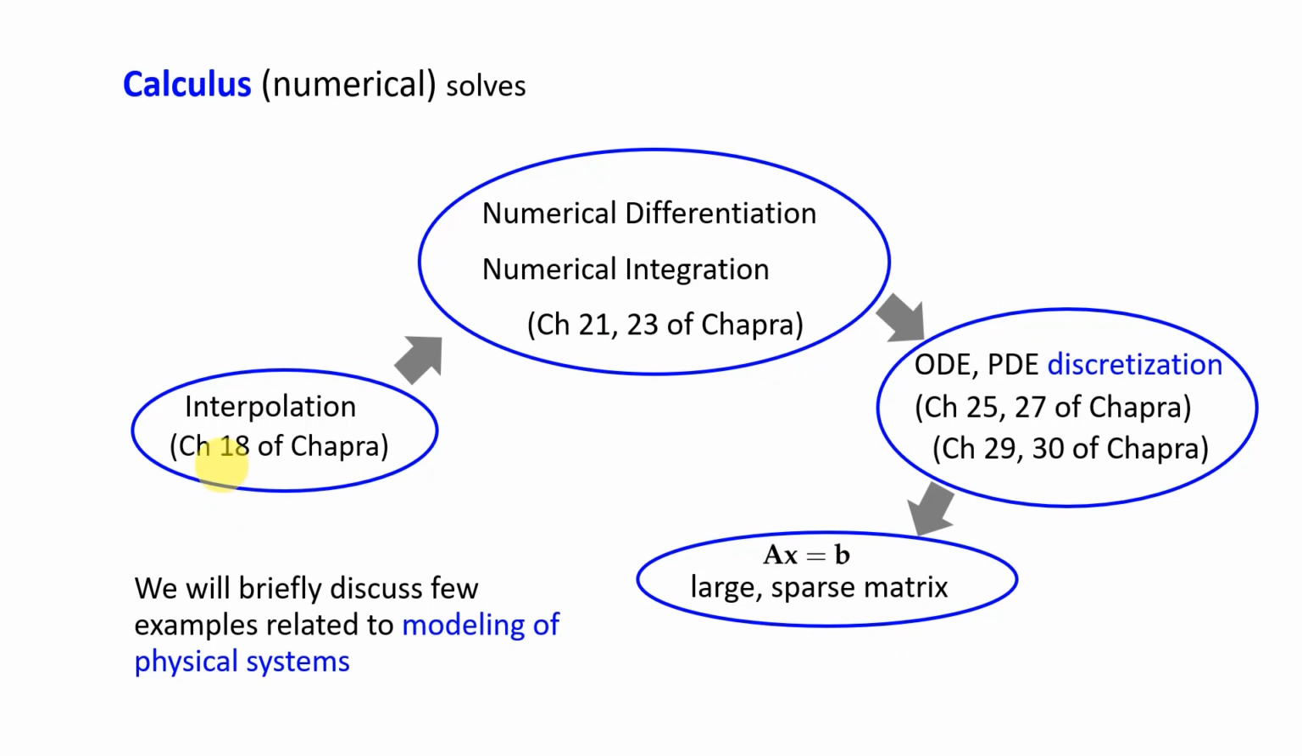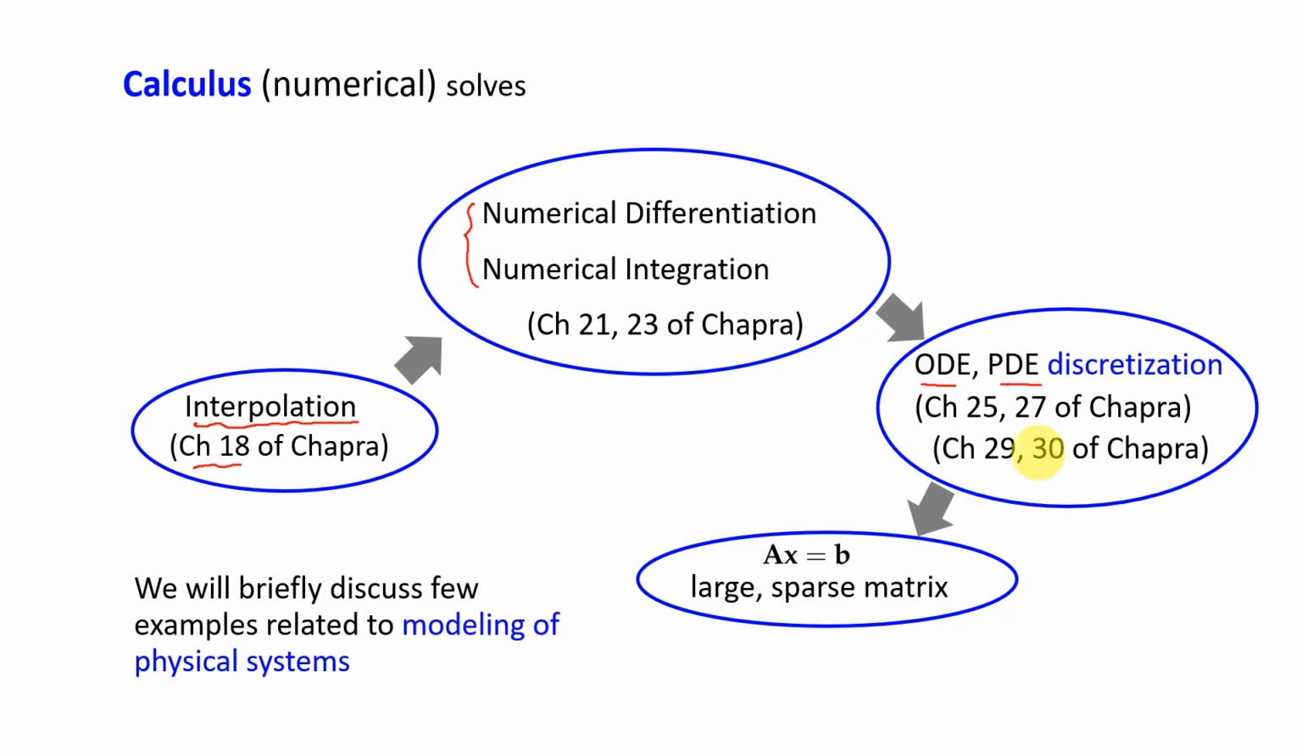We will start with chapter 18 of your textbook, that is interpolation, and here we will resolve the issue of discrete versus continuous. Then we will go to chapters 21-23 where we will talk about numerical differentiation and integration. And finally we will get into the ordinary and partial differential equations. That would be chapters 25, 27, 29, 30 of your textbook.